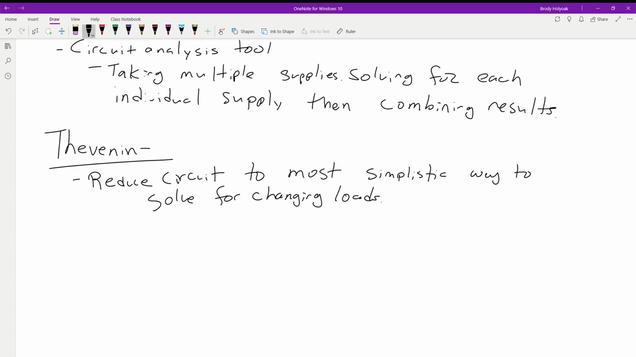So Thevenin reduces the circuit down to the most simplistic way we can to be able to solve for changing loads, or to be able to solve what is happening based on certain frequencies. As we'll start getting into with AC, we're going to see we'll use Thevenin to solve for frequency responses more so than for resistance responses, changing loads, things like that. We'll have the same circuit, just when we throw different signals and different frequencies, it's going to change everything.